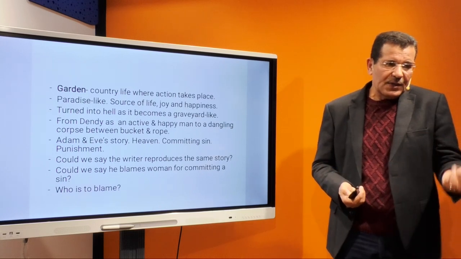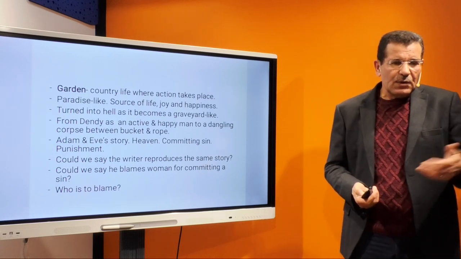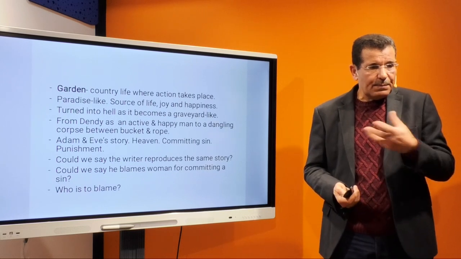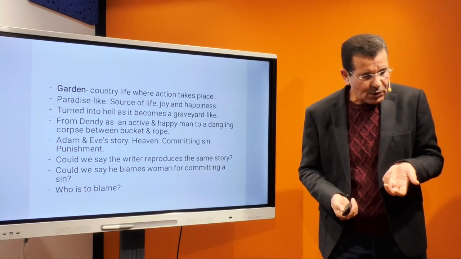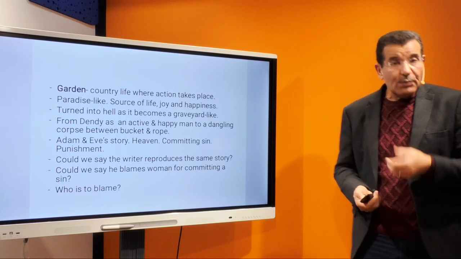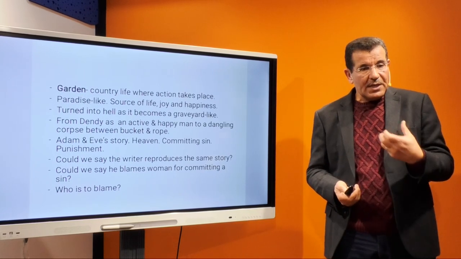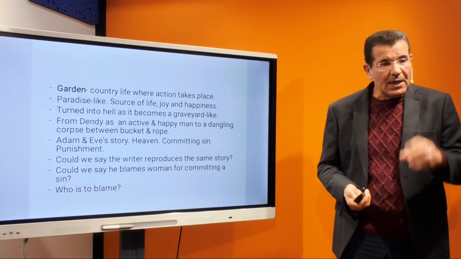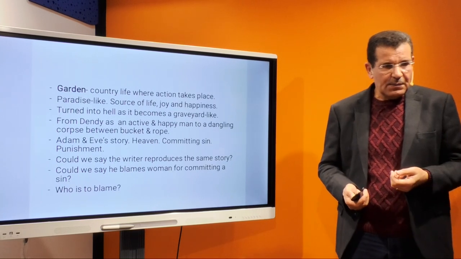I think about the garden here. It reminds me of the Adam and Eve story, a heaven-like place, committing a sin, punishment. And I raise the question here: could we say that the writer reproduced the same story? Could we say he blames women for committing a sin? Who is to blame? So it is to be debated.